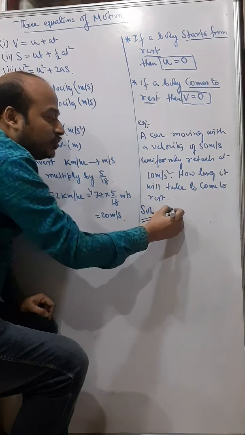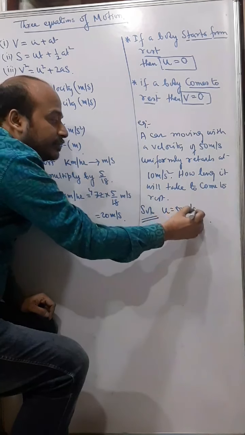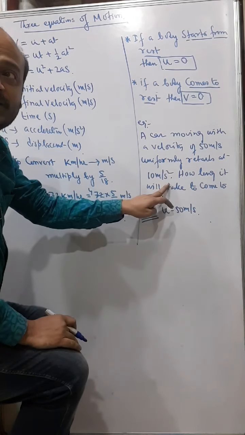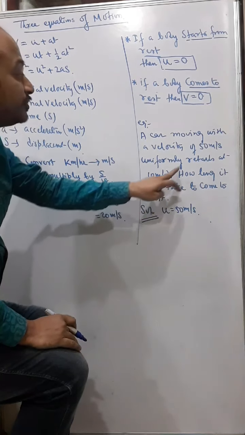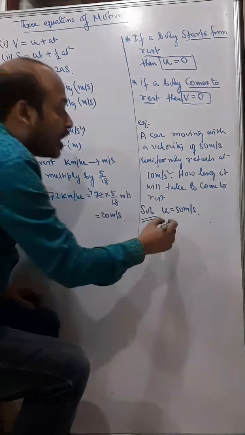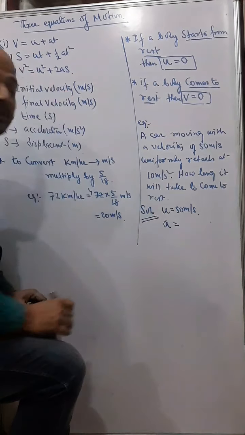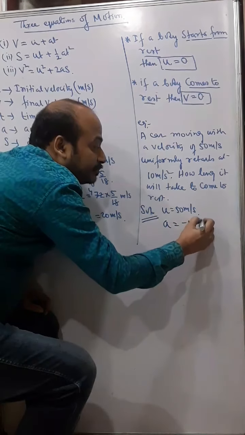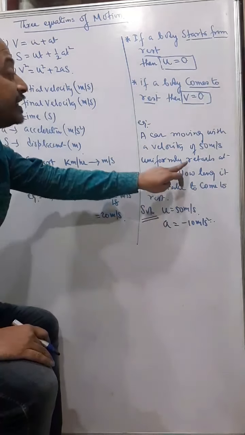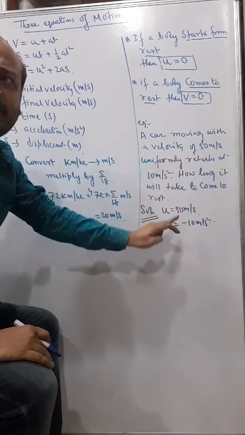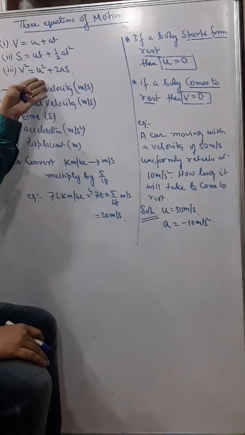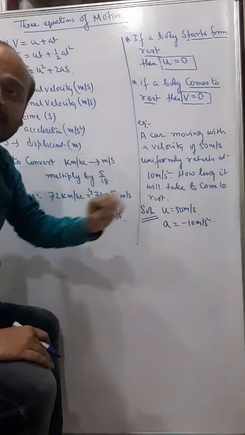That means I can say u equals 50 meter per second. It uniformly retards at 10 meter per second square. Here they told retardation, and how much is the retardation? 10 meter per second square. I will write a, but I will write minus 10 meter per second square. So that means a is minus 10. If instead of retardation it is acceleration, then I will write plus 10. And in that case I will use this equation. Here also I will use this equation, but in place of a I will put minus 10.